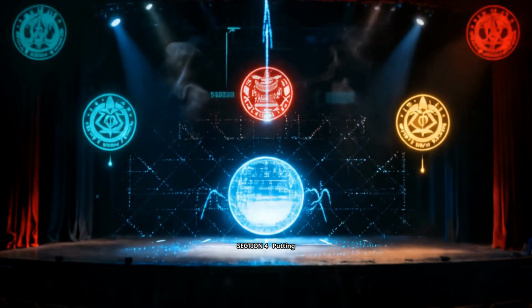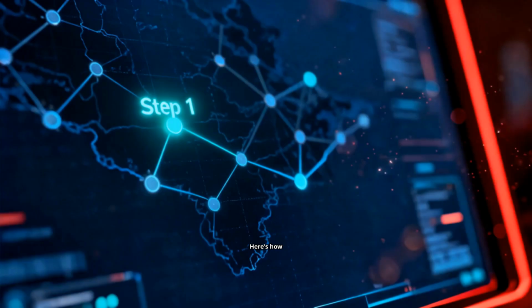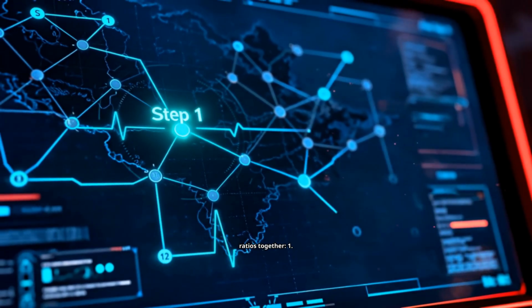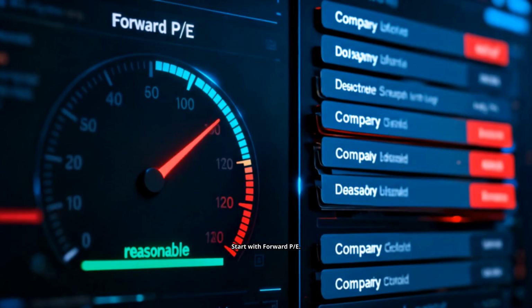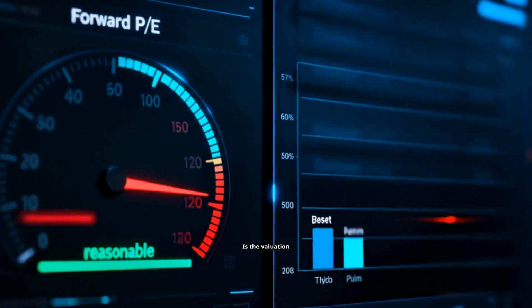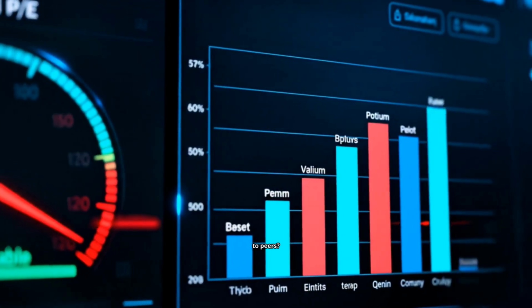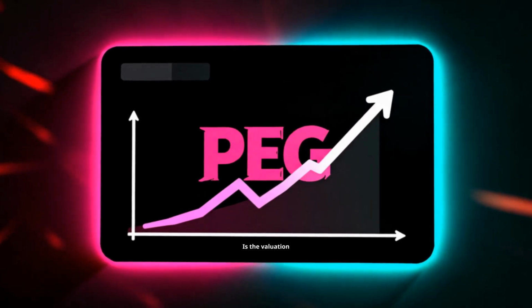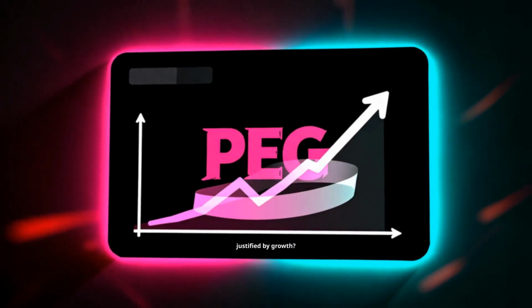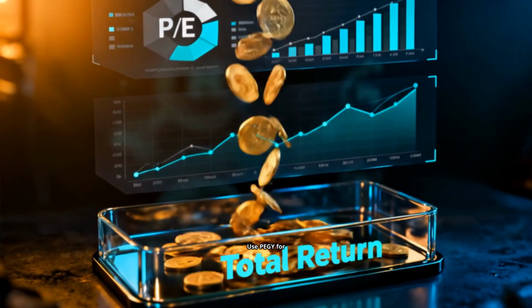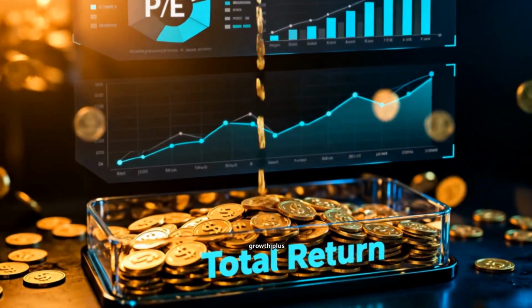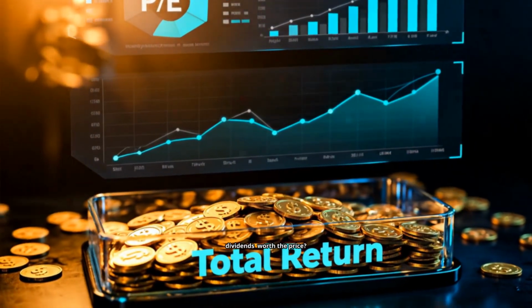Section 4. Putting it all together. Here's how disciplined investors use these ratios together. 1. Start with forward PE. Is the valuation reasonable compared to peers? 2. Move to PEG. Is the valuation justified by growth? 3. Use PEGY for dividend stocks. Is the total return, growth plus dividends, worth the price?